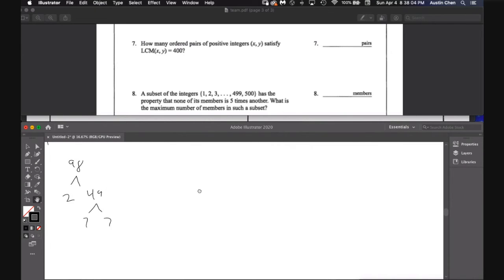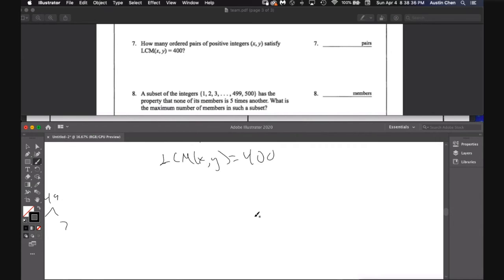Okay, back to the problem. We're looking for the LCM of x and y equals 400. x and y are integers, obviously. We're just looking for their pairs. As you can see with our LCM stuff, something very important was prime factorizations. So you want to know what the prime factorization of 400 is.